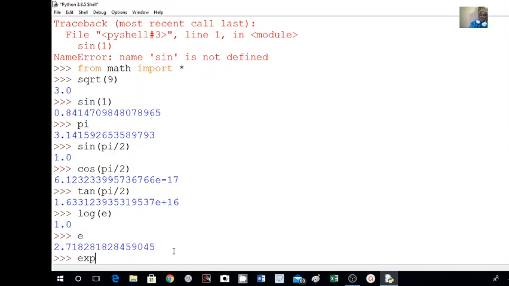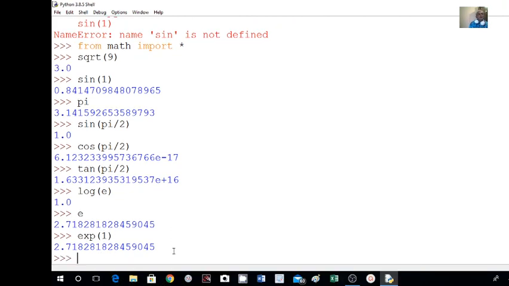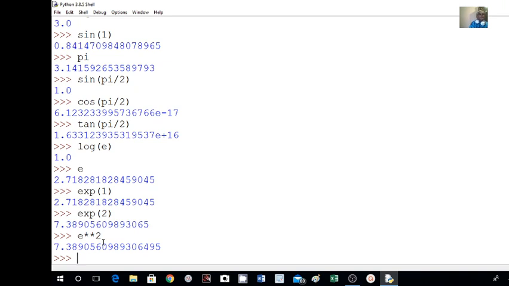If I write exp of 1 and press enter, this means the exponential, e to the power of 1. It is nothing but e here. You can give just e or exp, anything here. If I give exp of 2, this is the value of e squared. Or you can write e double star 2 to get the value of e squared. I am getting the same thing here.